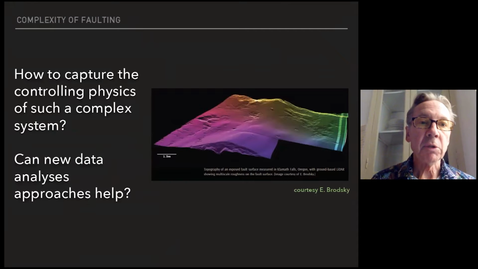So the question is, how do we capture the controlling physics of such a complex system? You can have a very undulating fault plane with many asperities. You can have interacting faults, etc. And the question is, can new data analyses approaches help? Since we're sort of at a maximum of information we can obtain from classical approaches. Next slide, please.